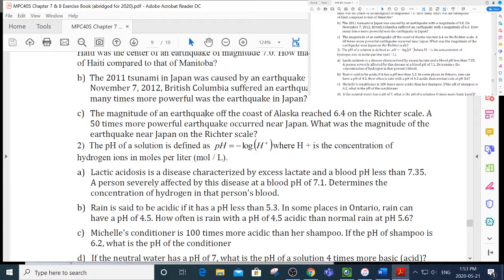On British Columbia had one that was 6.3, and again, how many times more powerful? So it's really the exact same type of question. So let's approach it the same way. Okay, so here let's set up two equations.